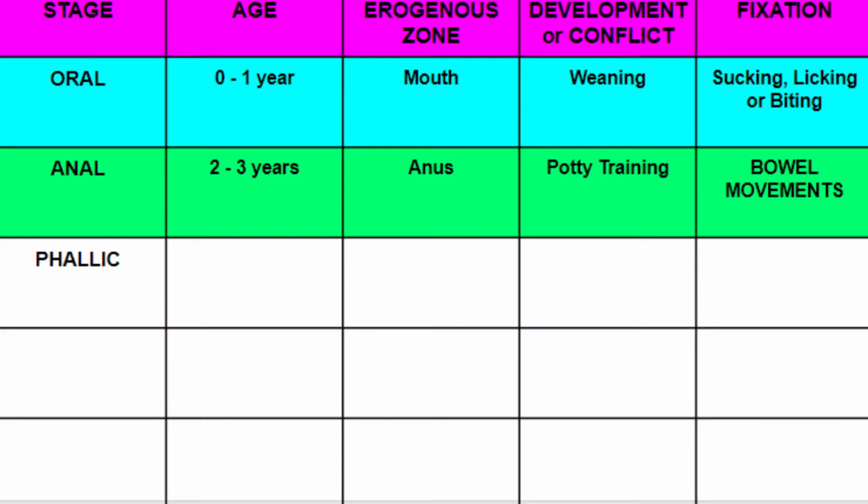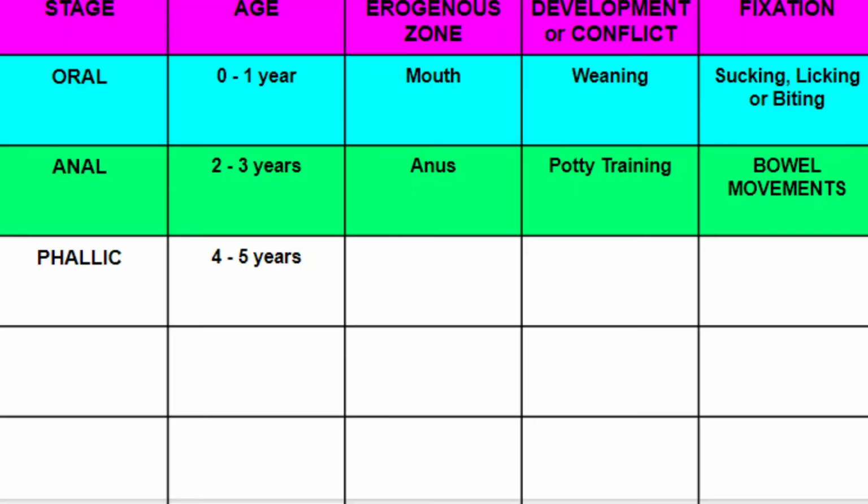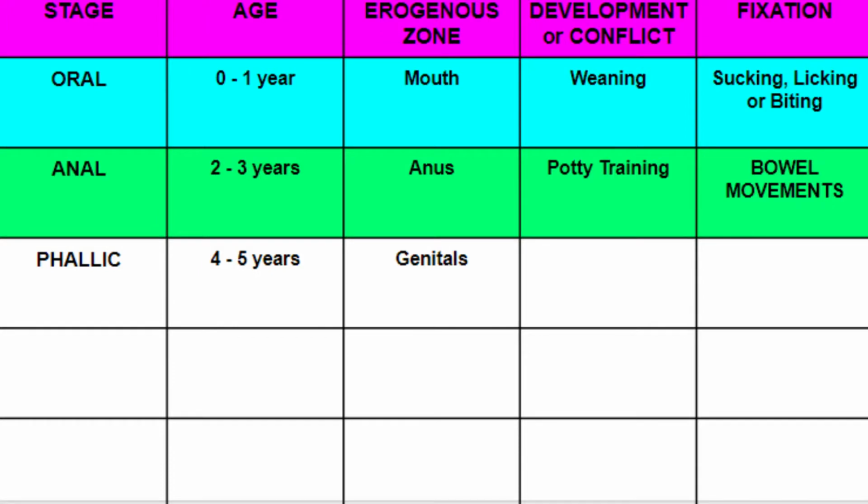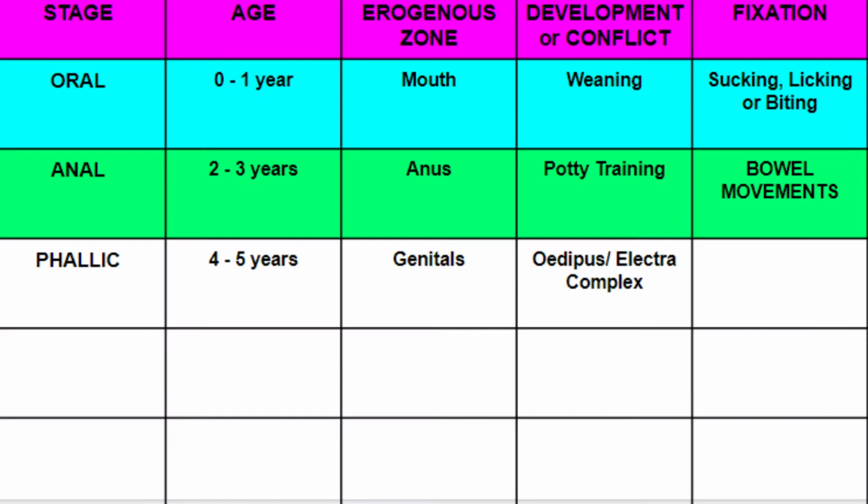Your phallic stage. This one is where it becomes complicated, very complicated, if I can say so, okay? And also a little bit freaky and weird and just not normal. So your phallic stage is between the ages of 4 and 5. The erogenous zone is genitals, but not in the way that you think. This isn't saying that children become sexually active. This stage and the genitals being the erogenous zone refers to the Oedipus and Electra complex.